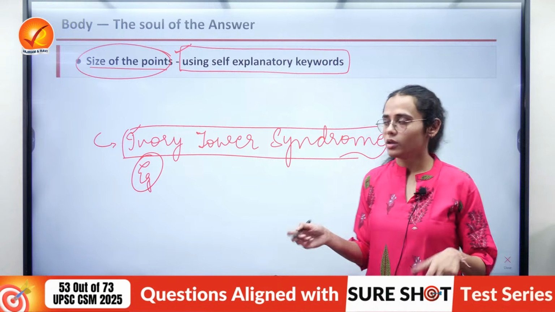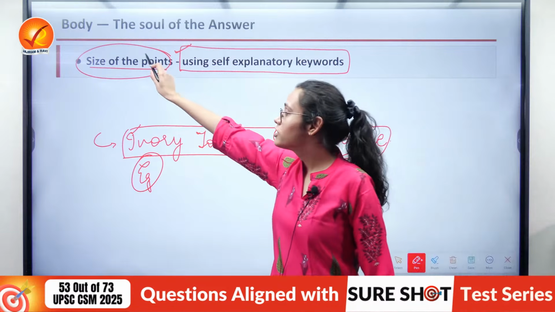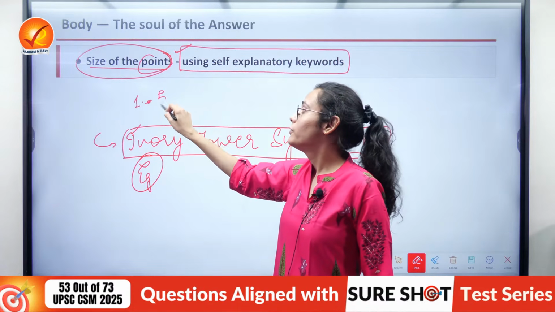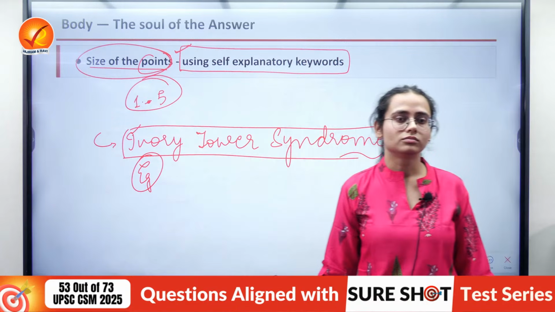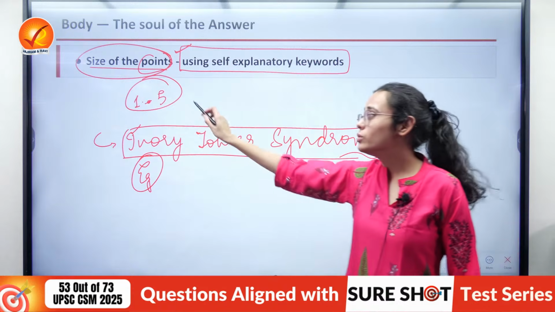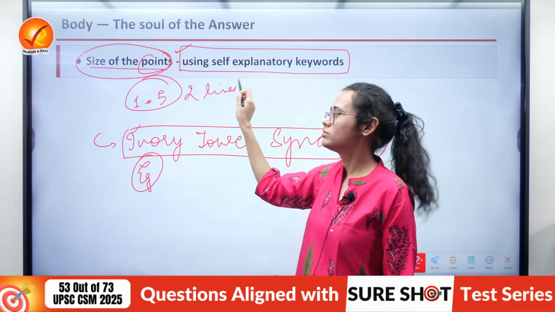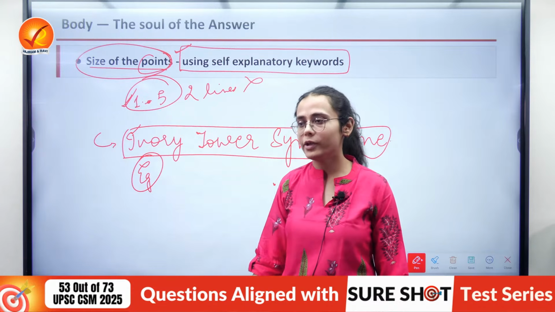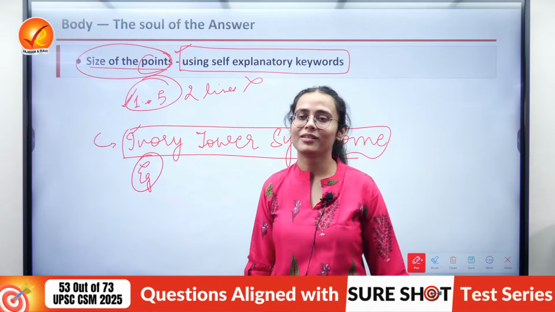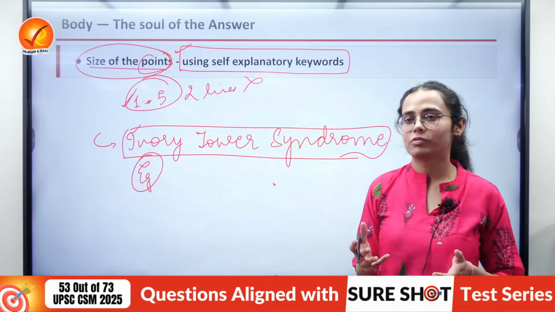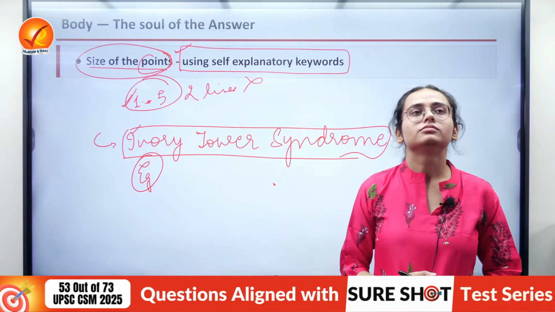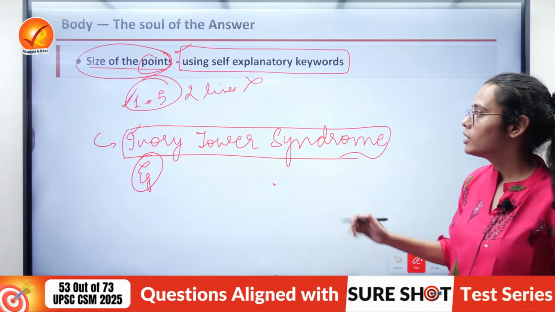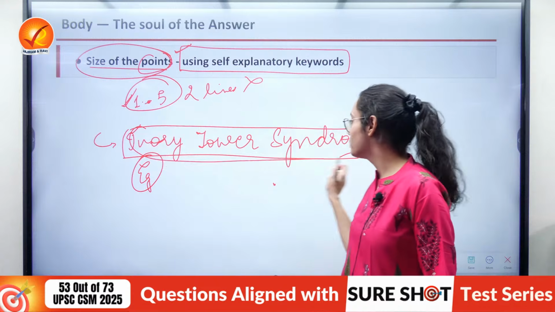Understood? So please ensure that the size of the point should be very small. It can hardly be 1.5 lines. Even two lines I would not suggest. If you write in big fonts, please try to reduce your font size. You have time, just do that. And these keywords should be self-explanatory.